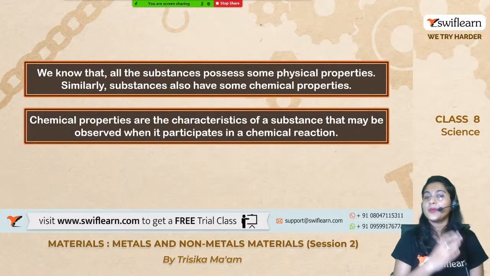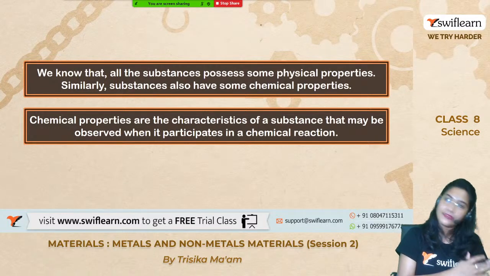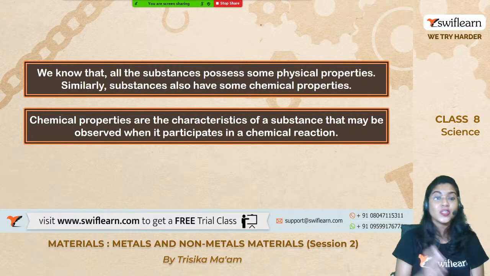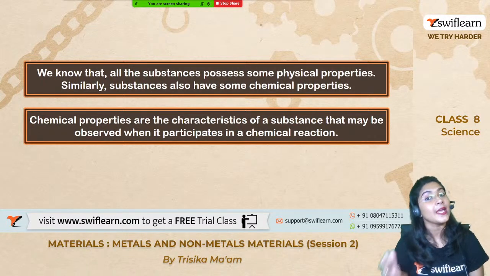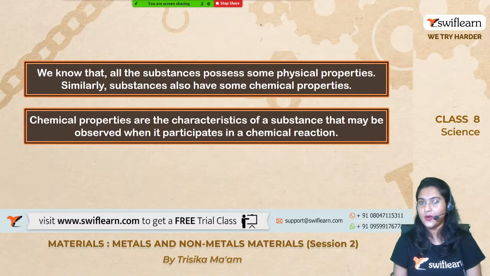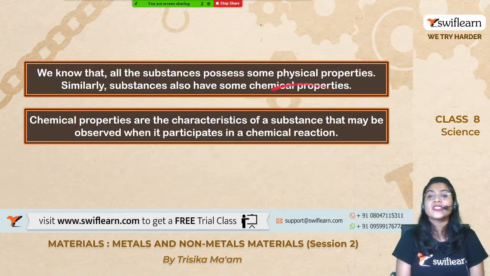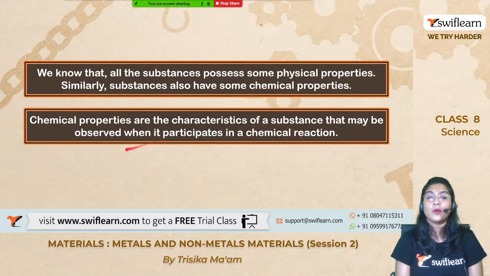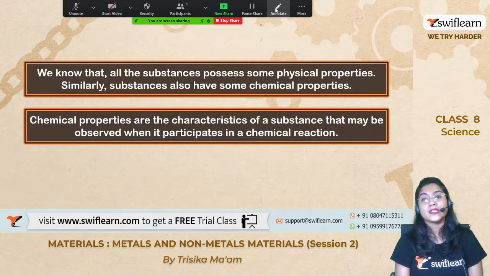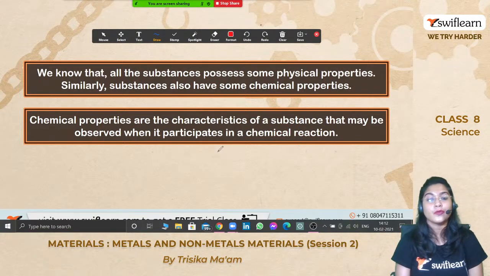So physical properties we have already discussed in the previous session. Today mainly we will discuss the chemical properties of metals and non-metals. Fine. So what do you mean by this chemical property? It is the characteristic of the substance that may be observed when it is participating in a chemical reaction. So how they participate in chemical reactions, we will study today.